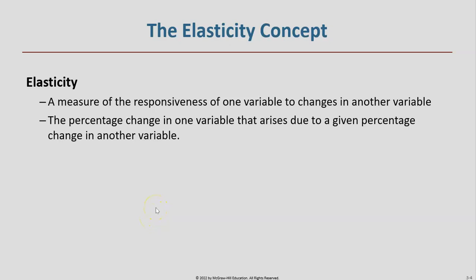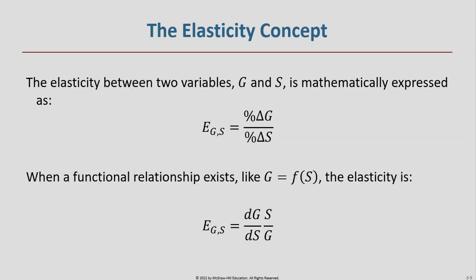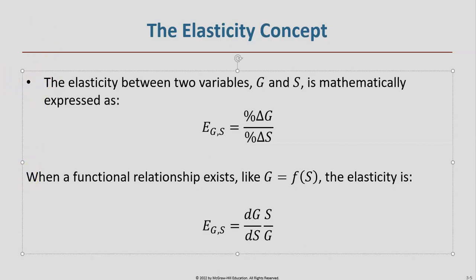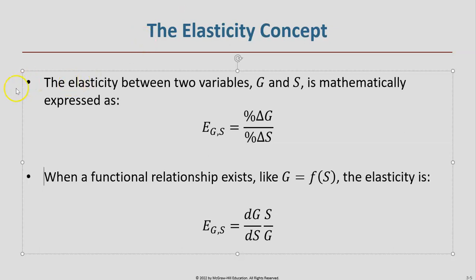And the elasticity concept is usually expressed as the percentage change in one variable that arises due to a given percentage change in another variable. And that looks like this. Okay, so here we have just two generic variables, G and S. So the elasticity, capital E, between G and S is equal to the percentage change in G divided by the percentage change in S.